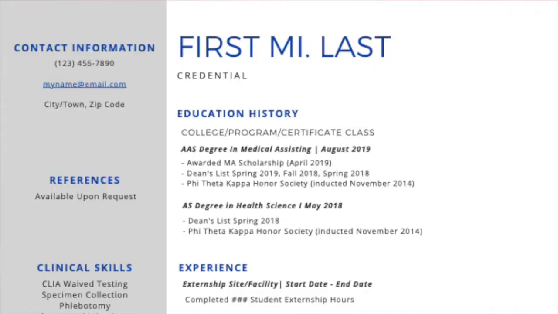Moving to the left-hand column, the first things you want to include are your contact information. For this, you simply want to include your cell phone number or best number that you can be reached at, your email, and I highly recommend making a semi-professional email. Don't use the personal email you created in like middle school that has a random name. I highly recommend making one that is semi-professional that you can use.